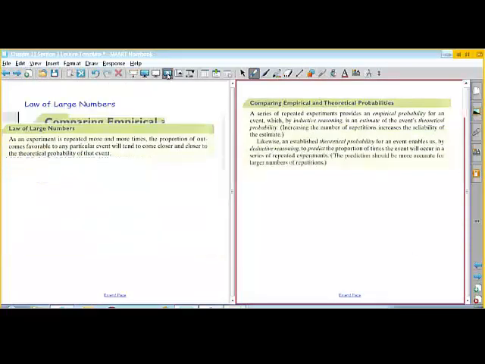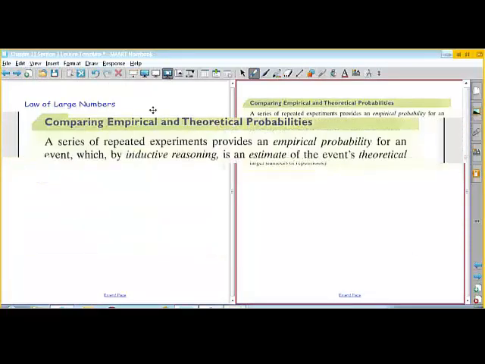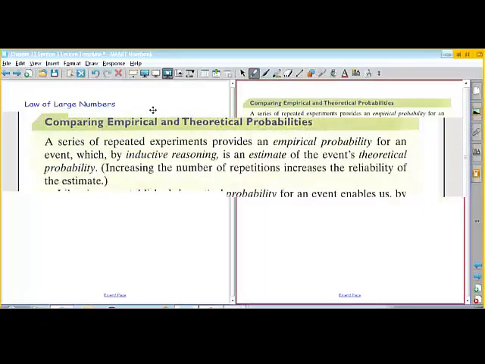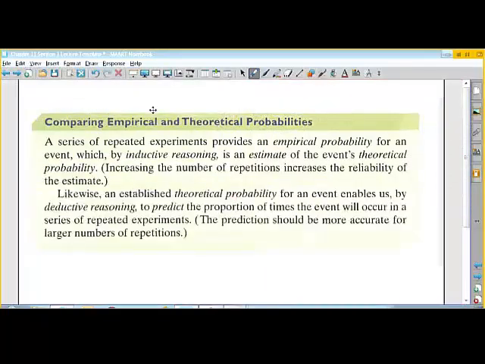But we should have listened to my mom. Okay, so this is the same kind of thing. A series of repeated experiments provides an empirical probability for an event, which by inductive reasoning is an estimate of the event's theoretical probability. Increasing the number of repetitions increases the reliability of the estimate. Likewise, an established theoretical probability for an event enables us by deductive reasoning to predict the proportion of times the event will occur in a series of repeated experiments. The prediction should be more accurate for a larger number of repetitions.